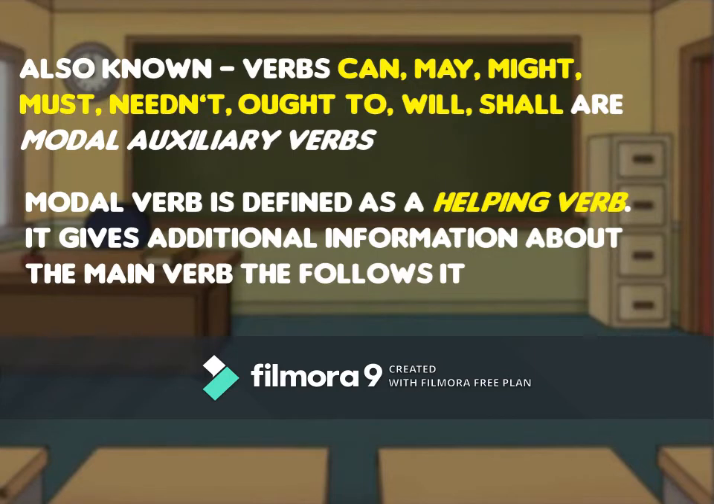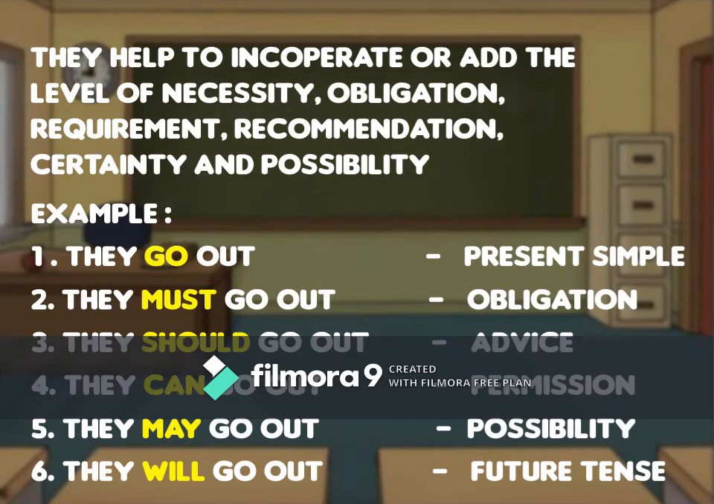Modal verbs are also known as modal auxiliary verbs. Words such as can, may, might, must, need, ought to, will, shall. A modal verb is defined as a helping verb. It gives additional information about the main verb that follows it. Modal verbs help to add the level of necessity, obligation, requirement, recommendation, certainty, and possibility.